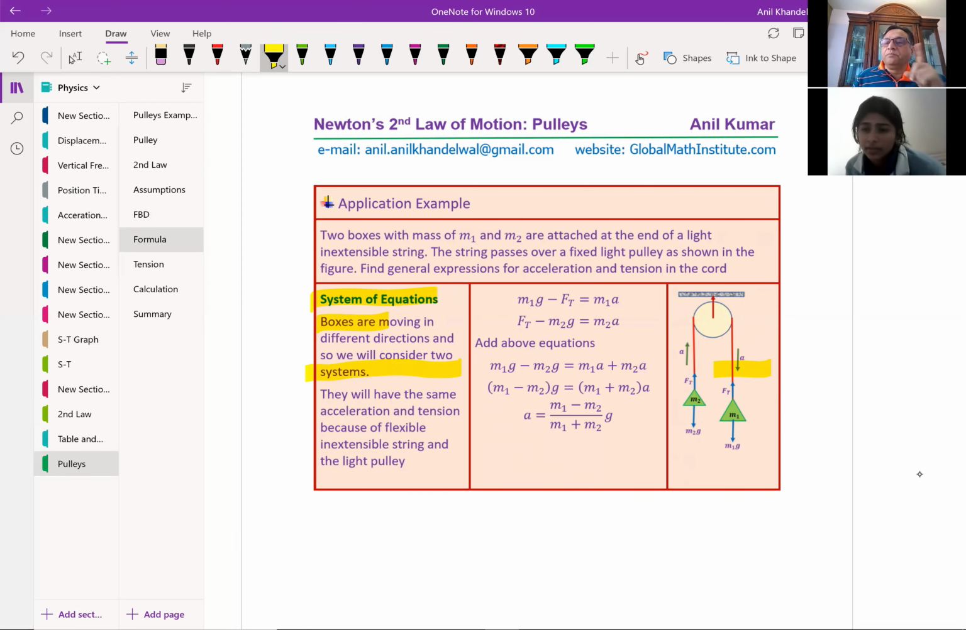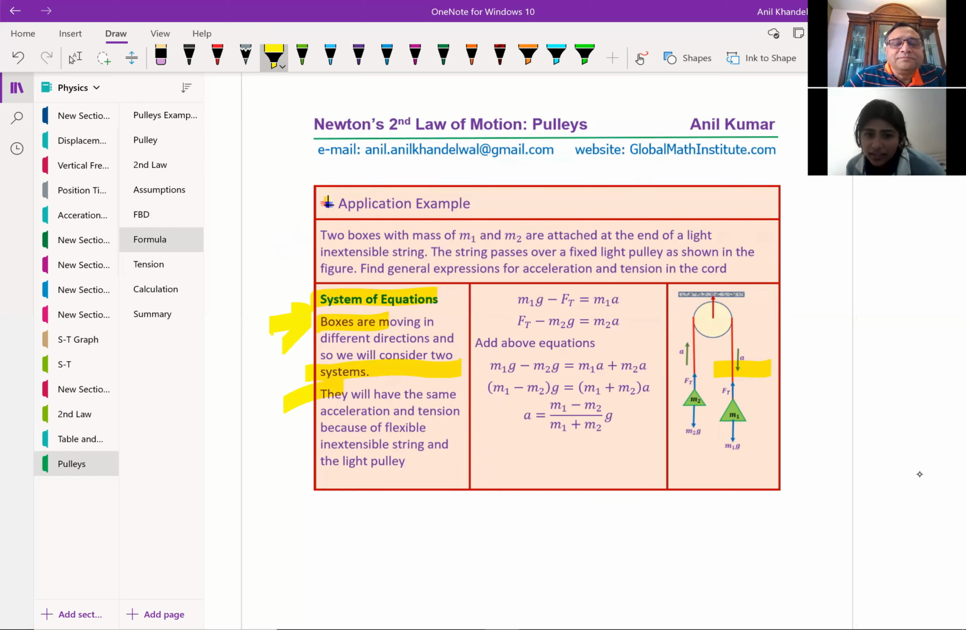In the first example, both were on the table. They were both moving in the same direction. We could have just clubbed both the masses together and written one equation. You remember that part? Here, you cannot do it. They are moving in different directions. So once again, read this part. Boxes are moving in different directions, and so we will consider two systems. Before, it was working in one direction, so we could use it as one system.